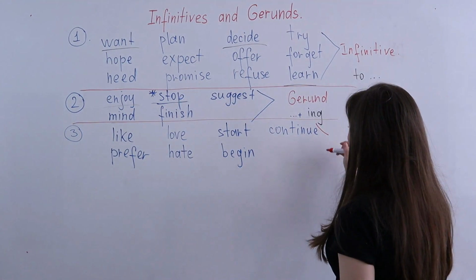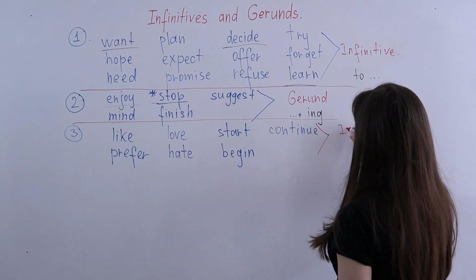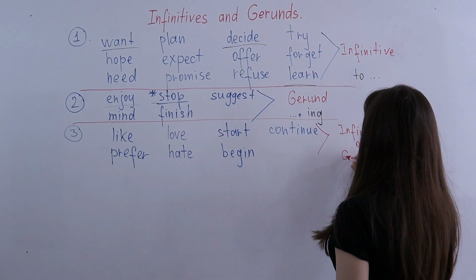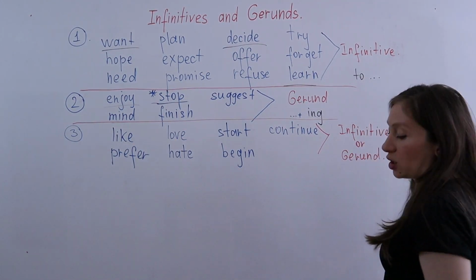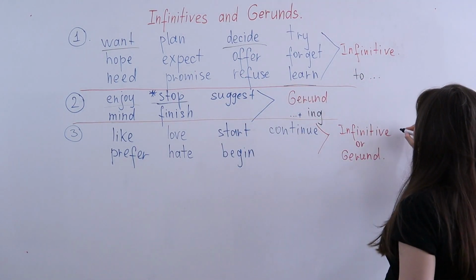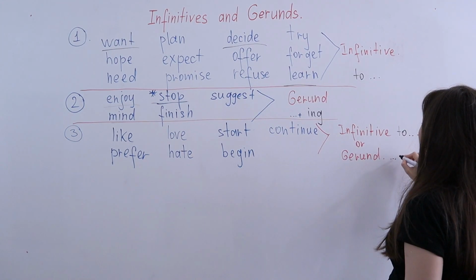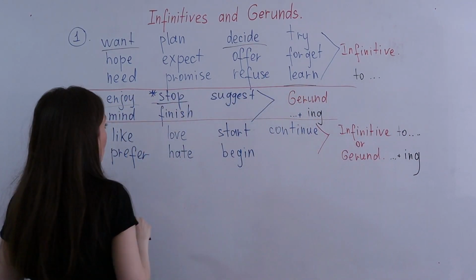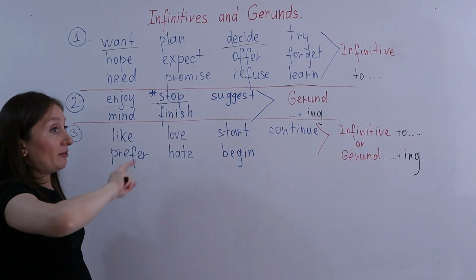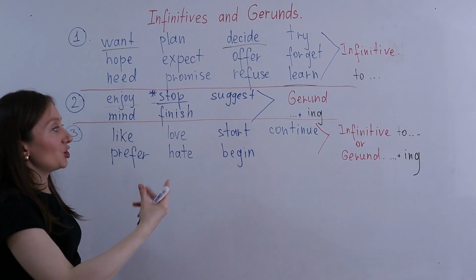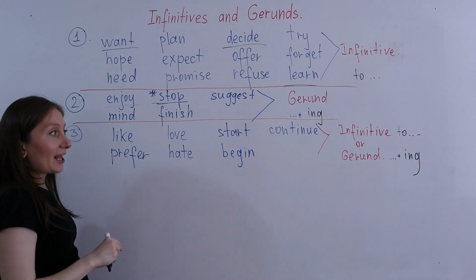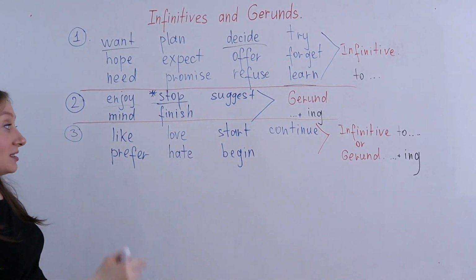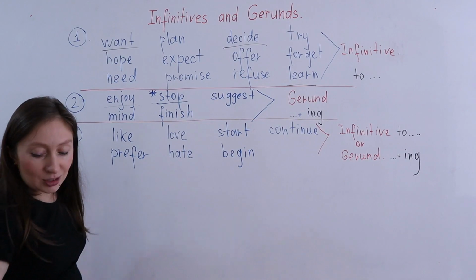So after this group of verbs, we use both infinitive or gerund. So it can be used like that, to, or plus ing. Okay, both. So after these verbs, you can use both constructions. Infinitive form or gerund. Remember the example. I like to dance. I like dancing. Why did I use both sentences? Because we have the verb like, right?